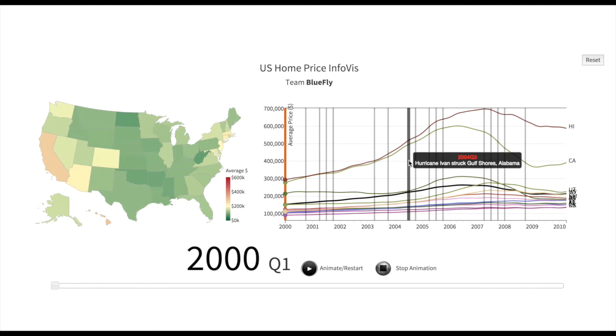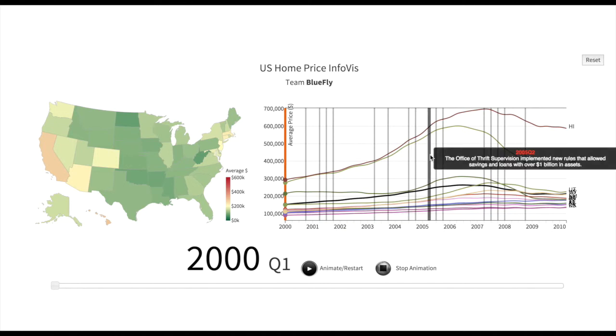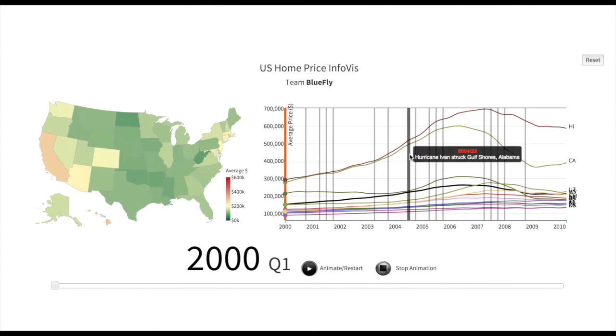So the hurricane, that doesn't quite make sense, but if you look at U.S. home ownership, the Office of Thrift Supervision implemented new rules that allowed savings and loans with over $1 billion in assets, loosening of requirements for small banks. This is a huge one. Booming market halts abruptly. Hurricane Ivan.